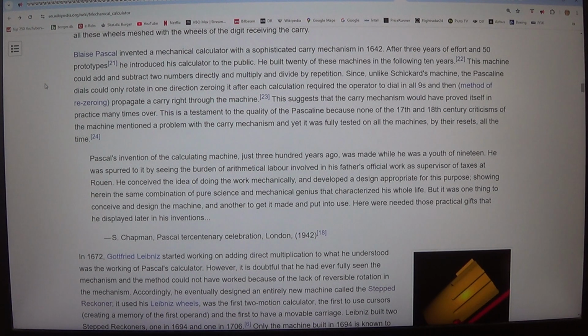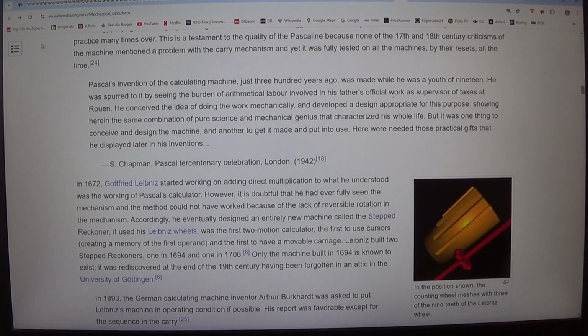Since, unlike Schickard's machine, the Pascaline dials could only rotate in one direction, zeroing it after each calculation required the operator to dial in all 9s and then, as a method of re-zeroing, propagate a carry right through the machine. This suggests that the carry mechanism would have proved itself in practice many times over. This is a testament to the quality of the Pascaline, because none of the 17th and 18th century criticisms of the machine mentioned a problem with the carry mechanism, and yet it was fully tested on all the machines, by their resets, all the time.